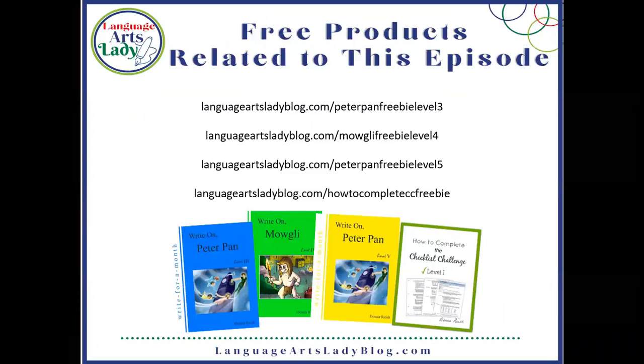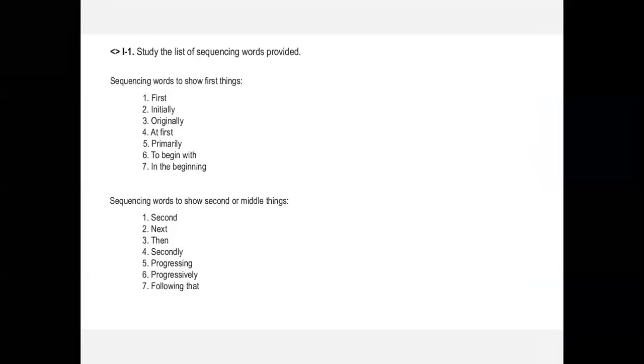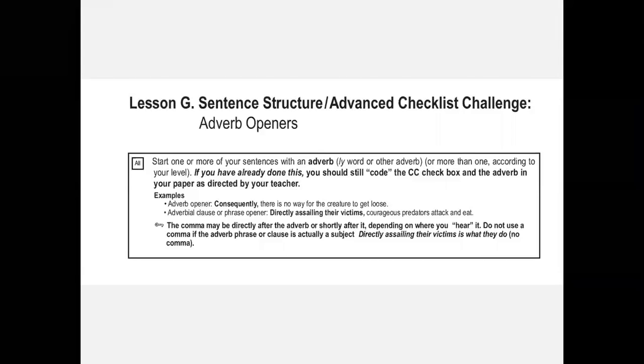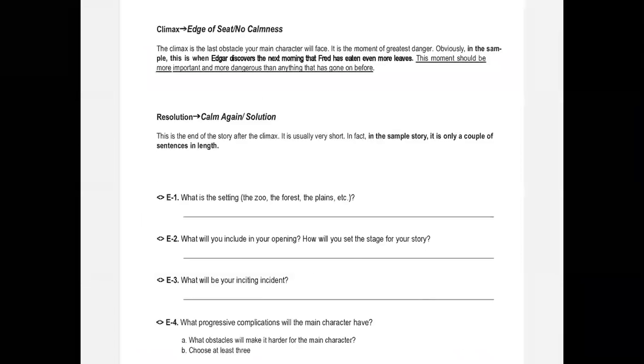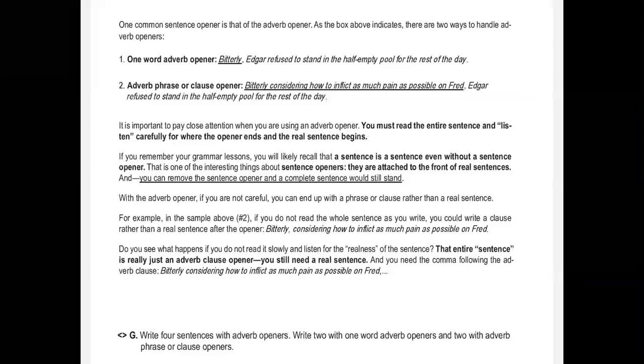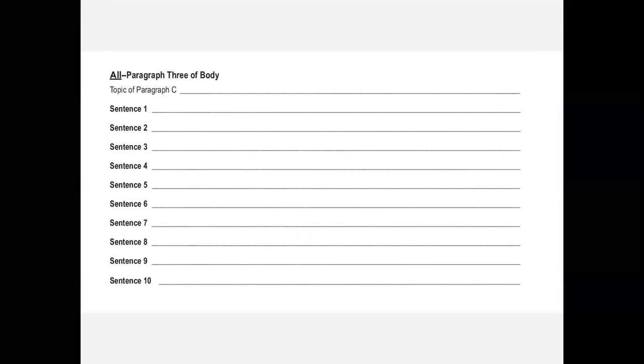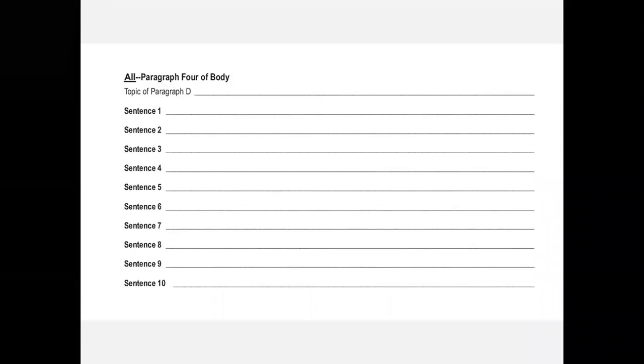So they will come over here and get their setting, opening, inciting incident, progressive complications, climax, and resolution. And they'll put those right here in their outlining lines. And they'll add all the details that it takes to do that element of story writing. And then they'll write. And they'll be fantastic. And they'll be so happy and so excited.